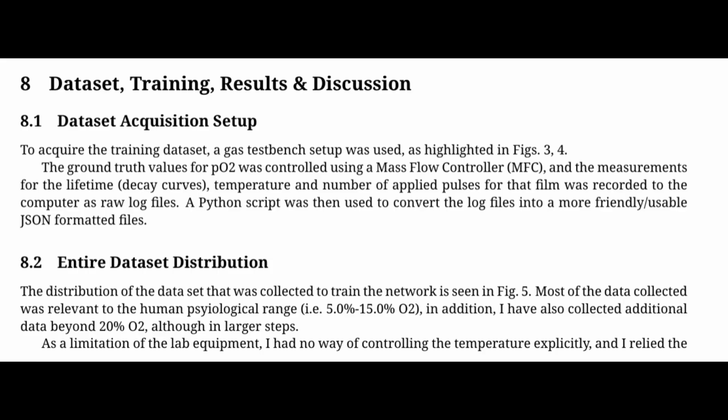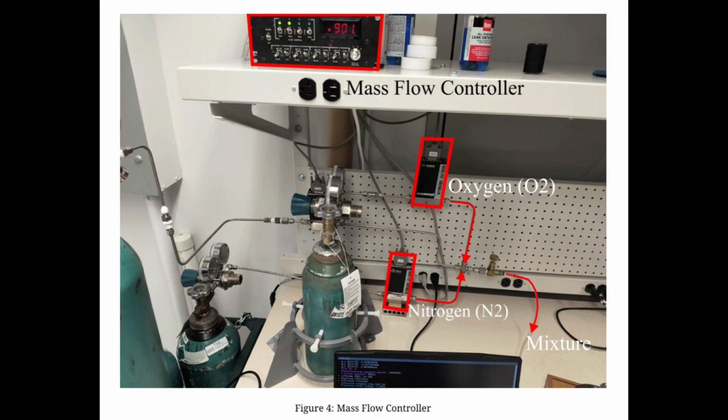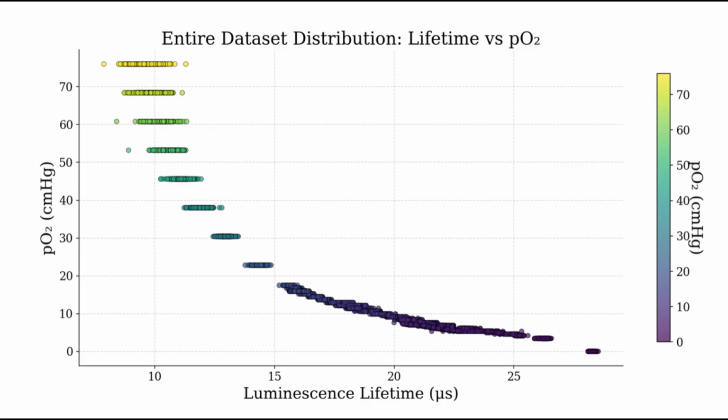To collect the dataset for training, I used the gas mixing test bench at AK211 with a mass flow controller to control the oxygen concentration. That gave me the ground truth values for PO2. While doing that, I also recorded the lifetime, temperature, and pulse count for that specific film from the sensor. Unfortunately, I didn't have precise control over the temperature. I just relied on the AC at the AK building, and it varied passively between 22 and 28 Celsius.